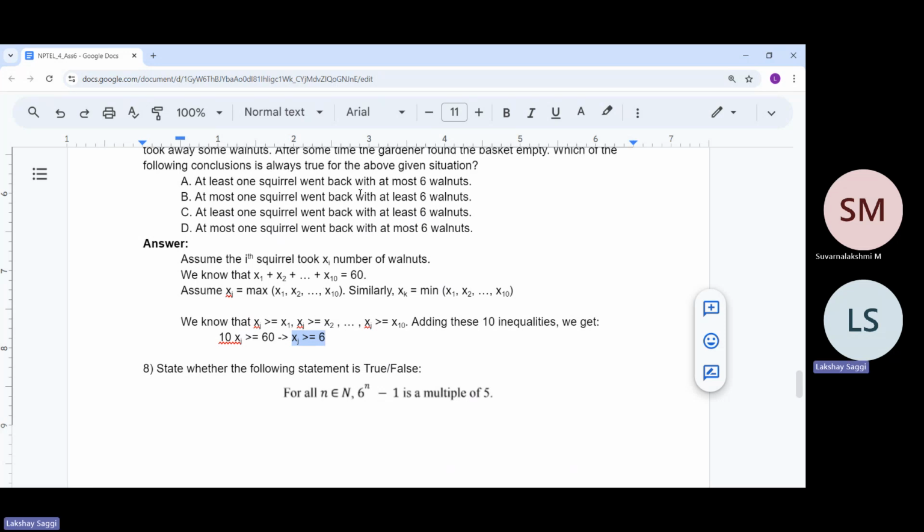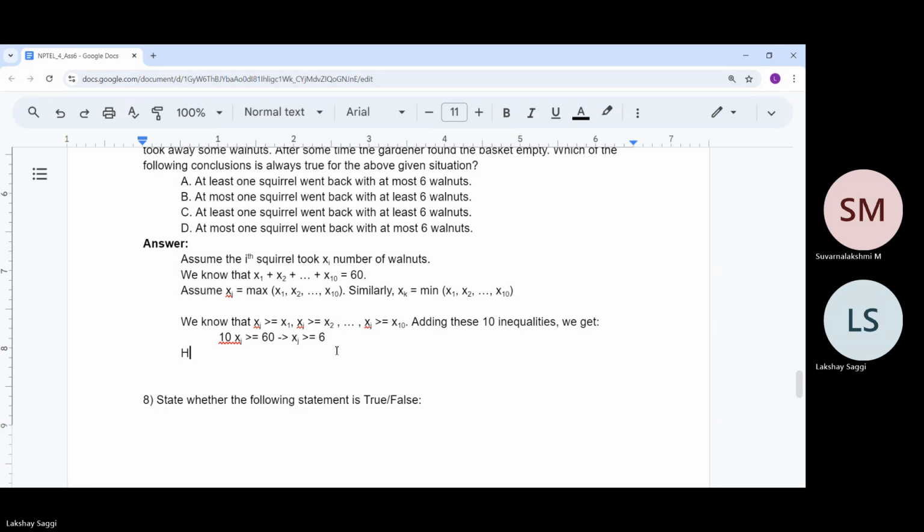And so at least one squirrel went back with at least 6 walnuts. And who was the squirrel? This was the jth squirrel. There can be more squirrels with at least 6 walnuts, but we now know that there was at least one. Hence, at least one squirrel went back with at least 6 walnuts.